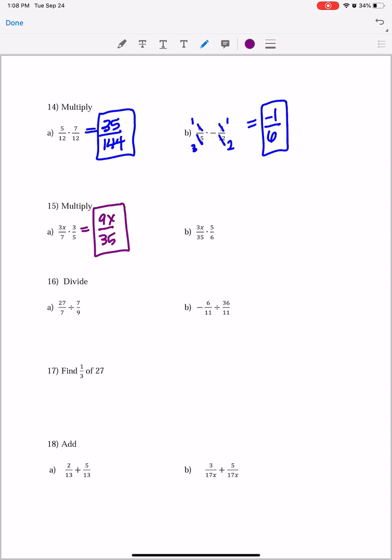On B, going this way here, we got 3x and 6. I can divide 3 and 6 by 3. So 3x divided by 3 is 1x, or just x. 6 divided by 3 is 2. Look this way now. 35 and 5 are both divisible by 5. So 5 divided by 5 is 1. 35 divided by 5 is 7. So now multiply straight across. x times 1 is either 1x or, again, just x. You don't need that 1 in front. And 7 times 2 gives me 14.